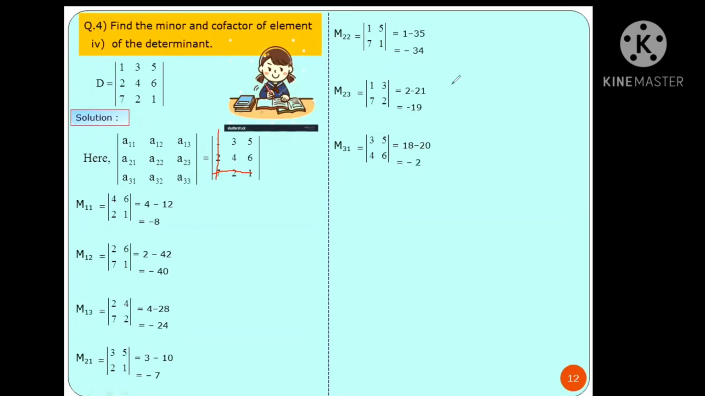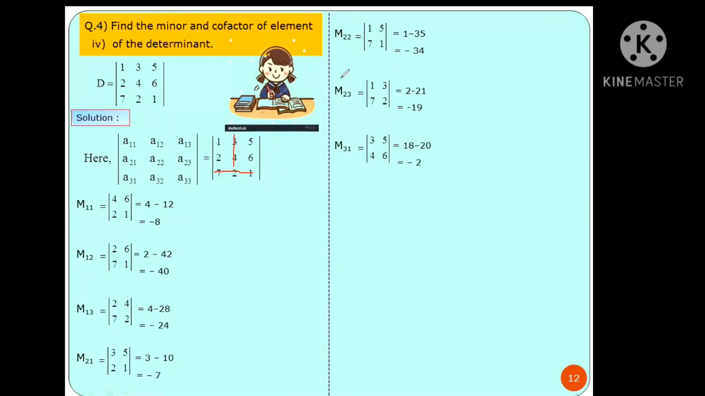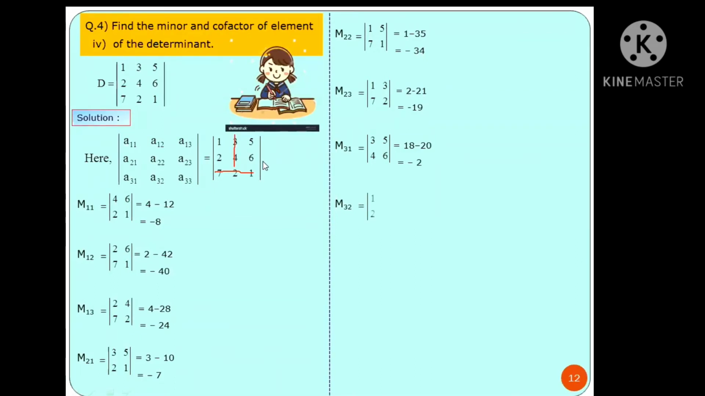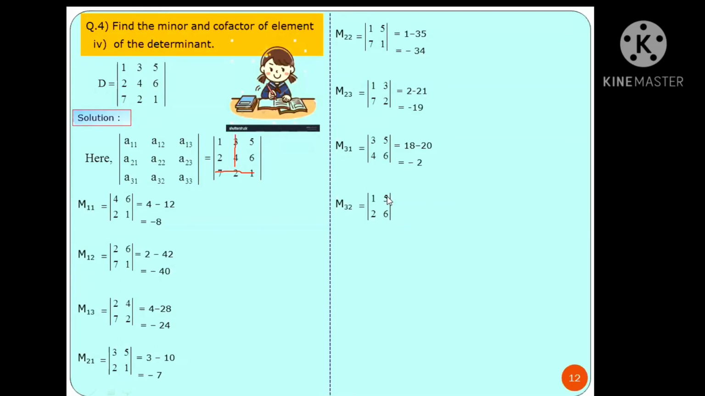Next value for minor: eliminating the same row, second column. Check the remaining entries for the minor M32: 1, 5, 2, 6. Value of determinant: 1 into 6, 6, minus 2 into 5, 10. That is 6 minus 10, and the difference is minus 4.